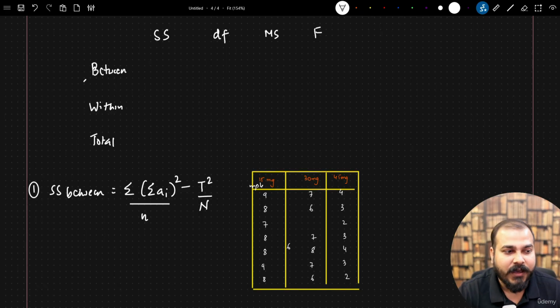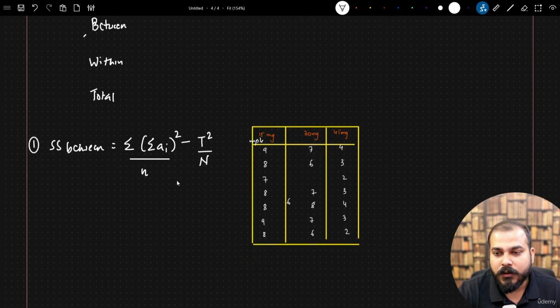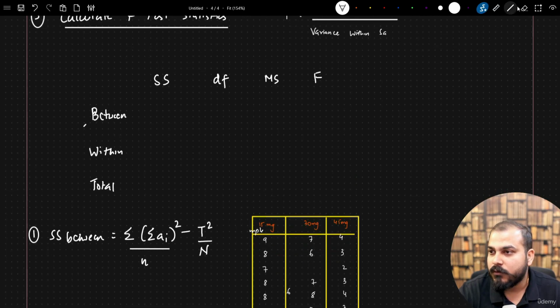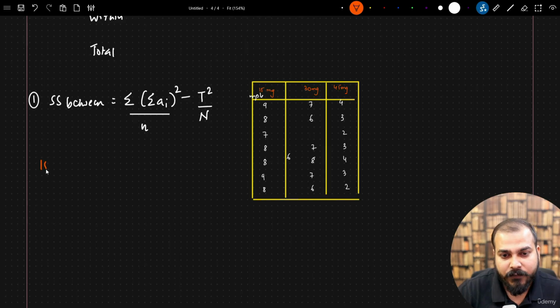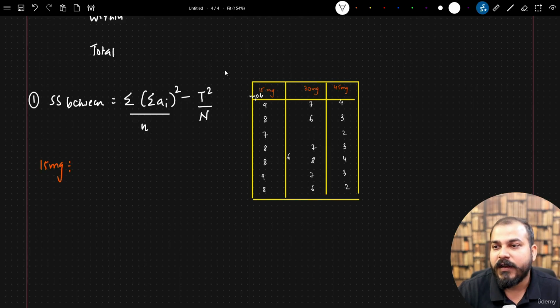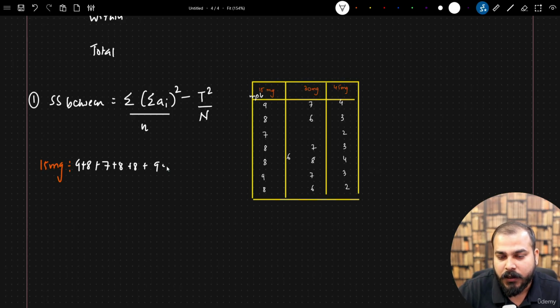Now what is this A_i? In order to tell you about A_i, see how I calculate this summation of A_i whole squared. First of all, we'll go ahead with 15 mg. With respect to 15 mg, the summation of A_i basically means I will sum this entire sample. So it will be nothing but 9 plus 8 plus 7 plus 8 plus 8 plus 9 plus 8. If I calculate, it is somewhere around 57.